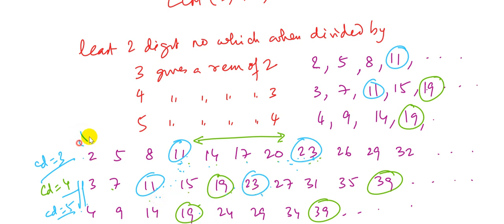Now, just look at these two series, first and second. 11 and 23. The difference between 11 and 23 is 4 numbers in the first series and 3 numbers in the second series. Now, why is it 4 and why is it 3? Because the common difference of the second series is 4, which is the number of terms here, and the common difference of the first series is 3, which is the number of terms here.